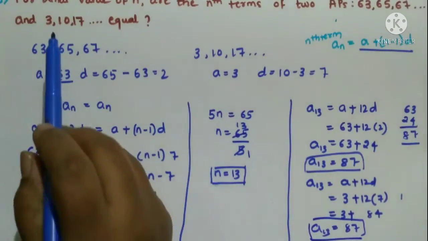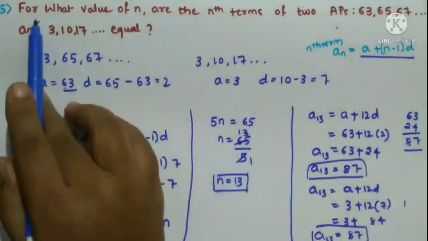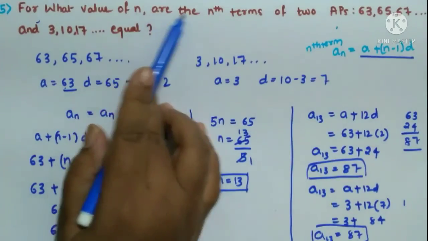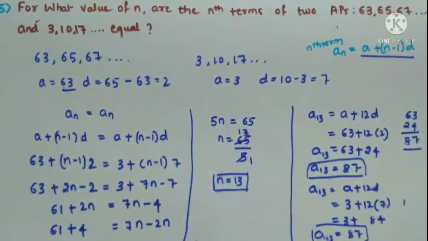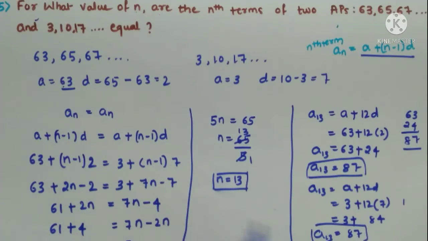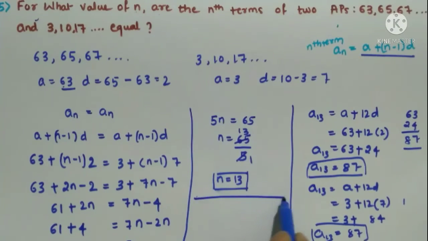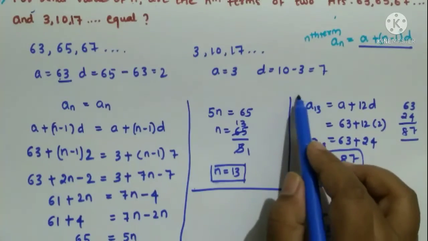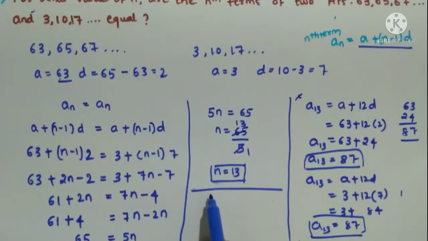So for the 13th value of n, the nth terms of both the APs are equal. Means the 13th term in the first AP and the 13th term in the second AP are equal. That is only what they are asking here. We found it. So in the exam you only solve up to here. No need to do this check; just for understanding purpose I solved this. Only you should solve up to here.